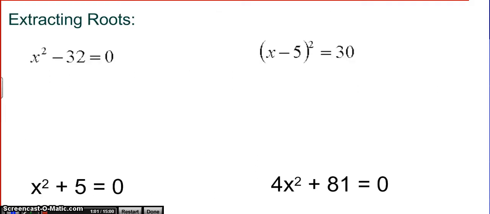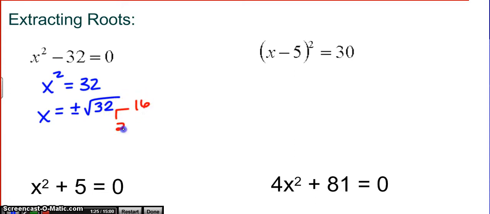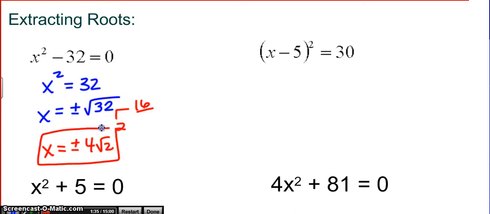So to practice that, if I look here, everything's set equal to 0. I have a squared term and a constant term, so I'm going to isolate my squared term. Then I can take a square root of both sides, so x equals plus or minus the square root of 32. Well, the square root of 32 is the square root of 16 times 2, and the square root of 16 is 4. So x will be equal to plus or minus 4 root 2. Final answer.